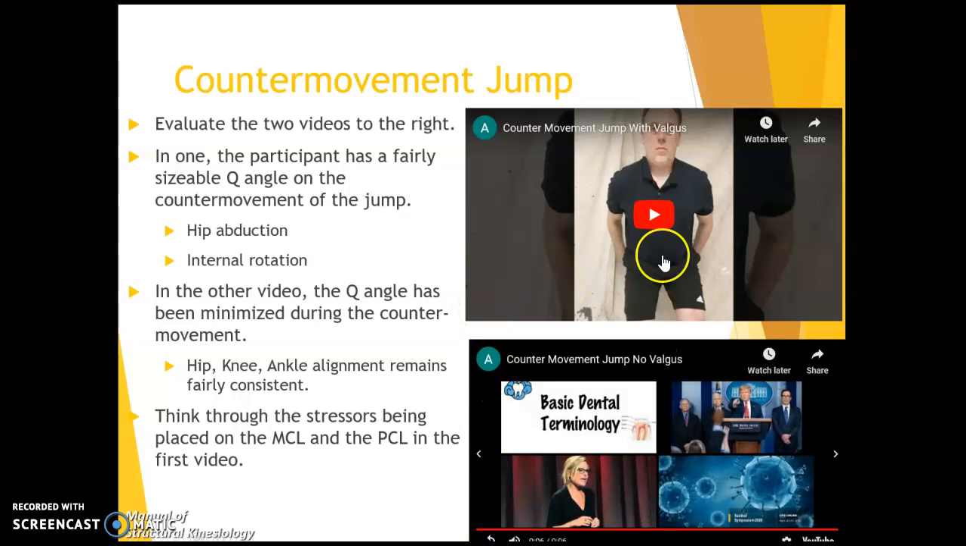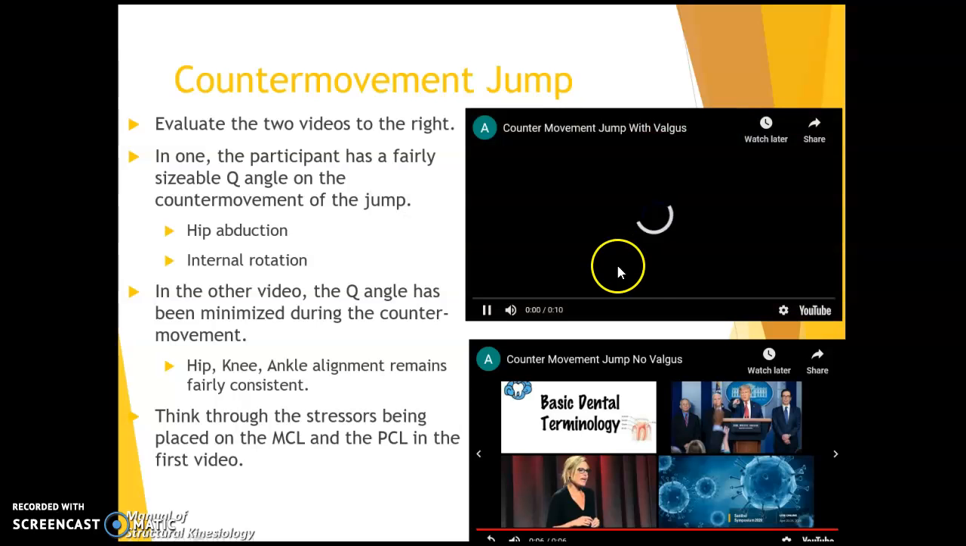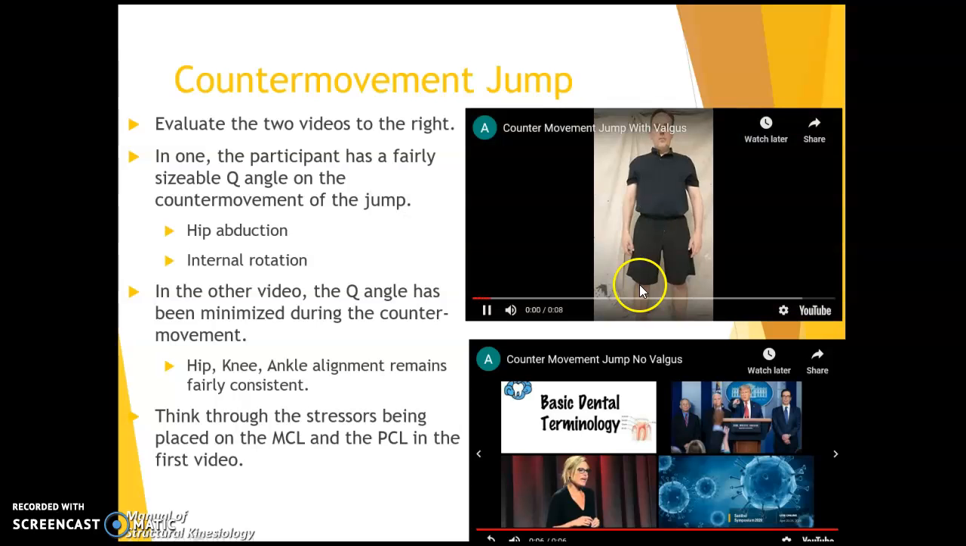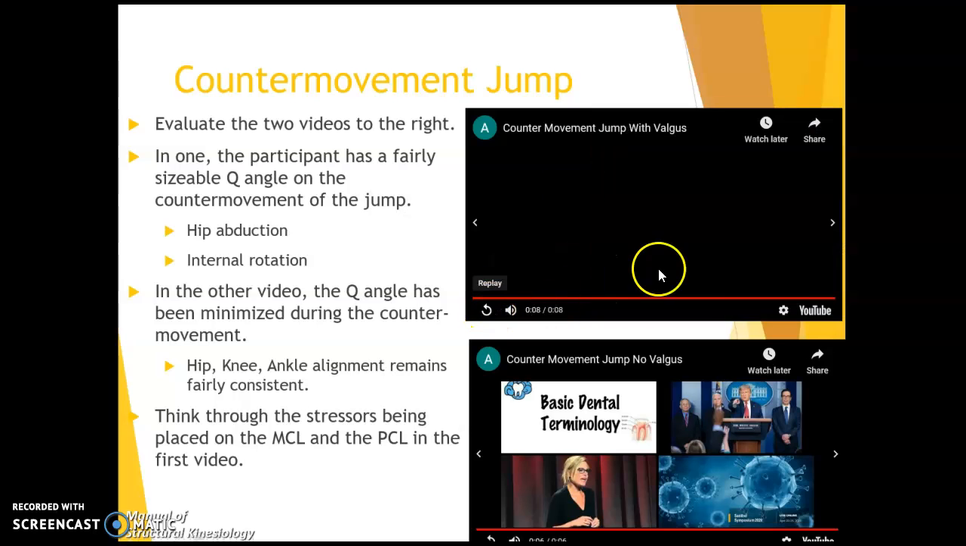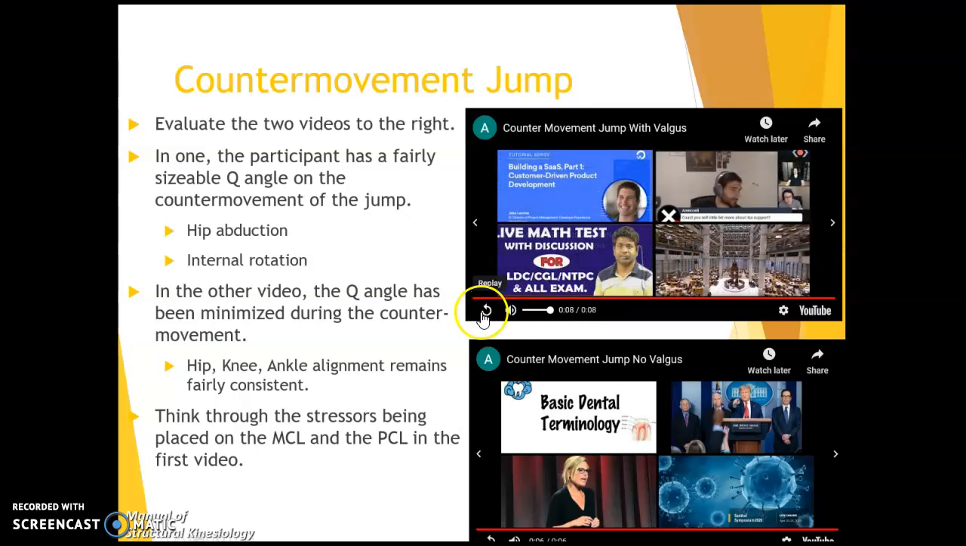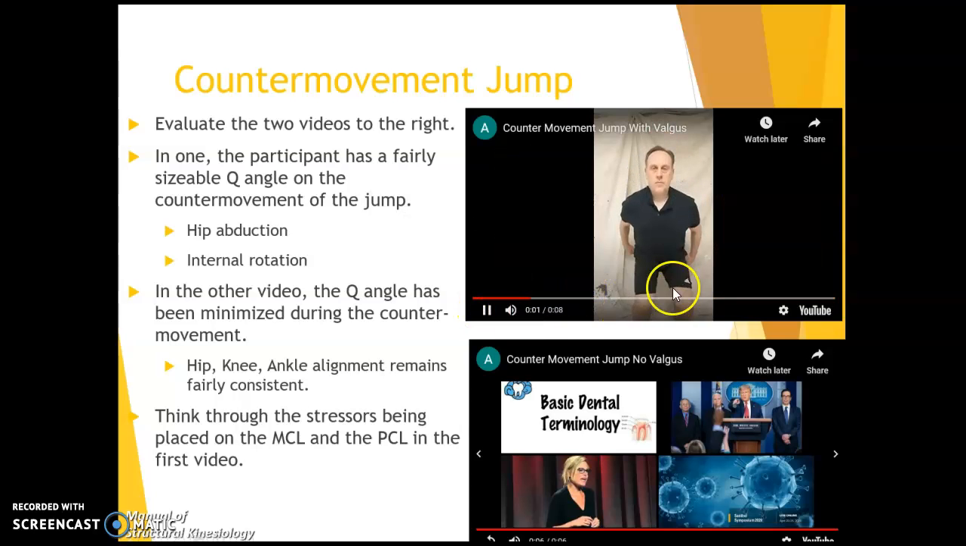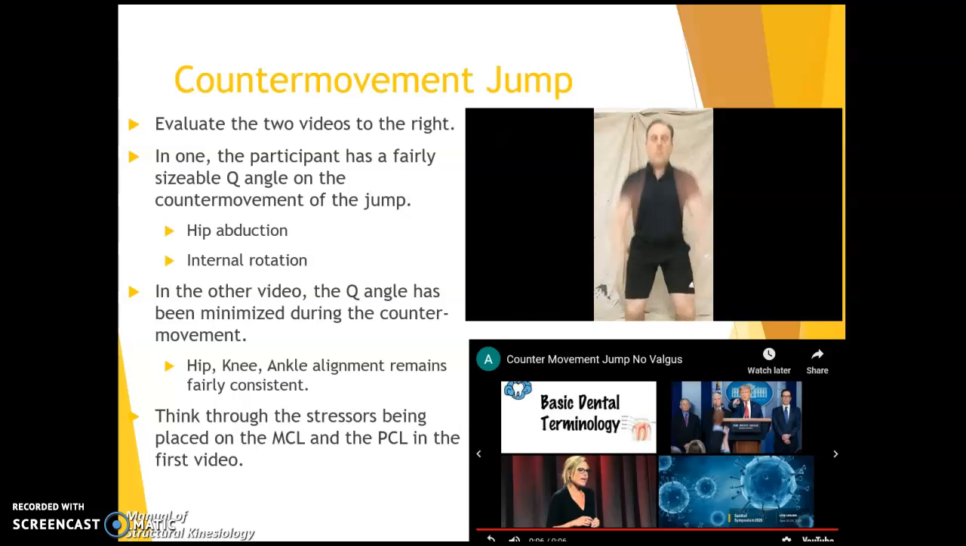Oftentimes, what you'll see though in your athletes, especially female athletes, is this. The knee buckles in, the hip follows. Knee buckles in, hip follows, and see the torso twist as well. And then the landing with the knee buckling in. Oftentimes, you'll see this symmetrical, and you'll see this on both sides. It'll be bilateral, right? Instead of being asymmetrical, where both knees buckle in.